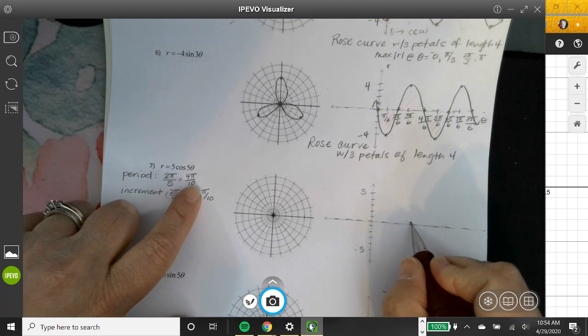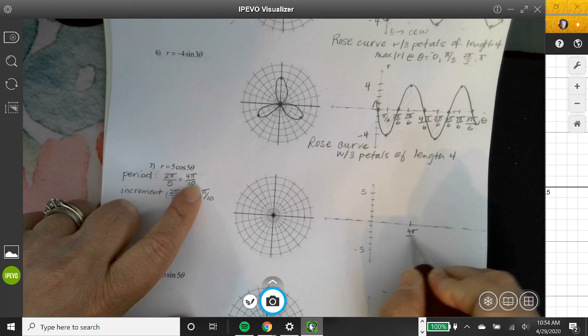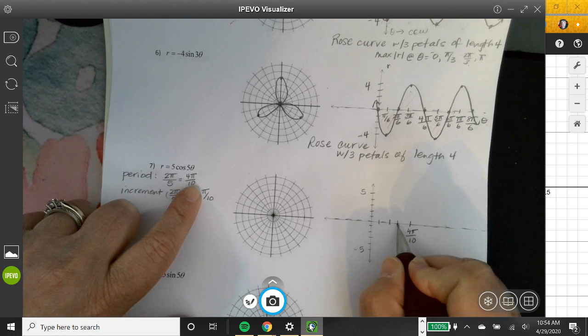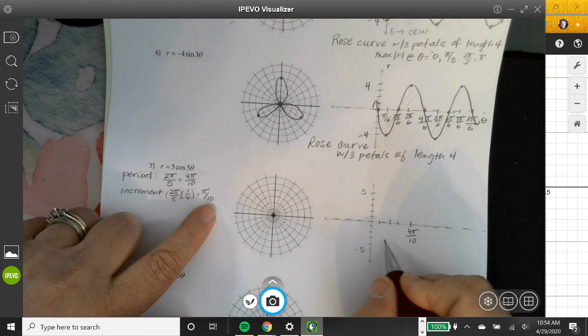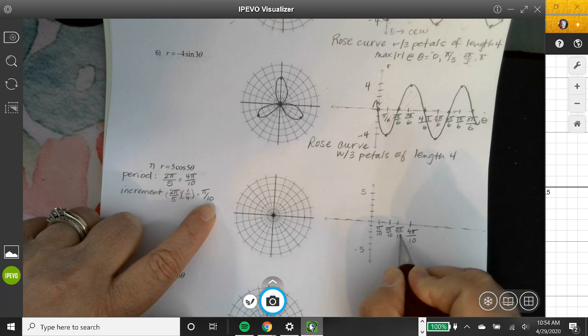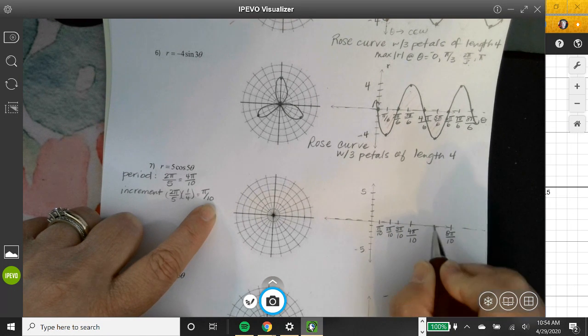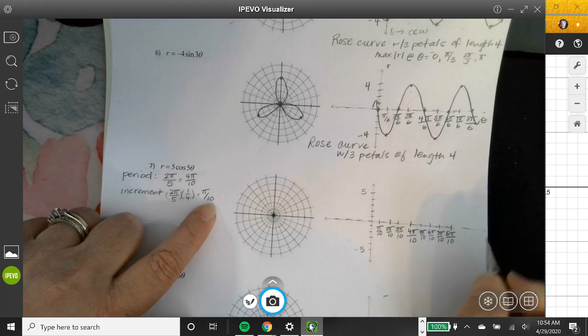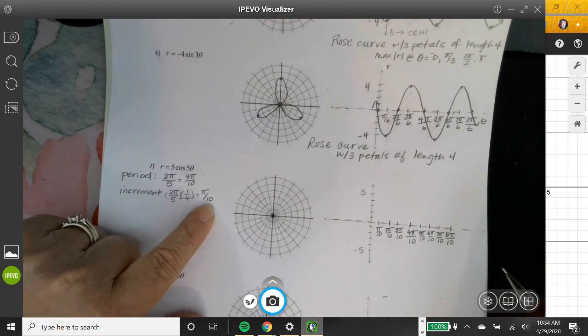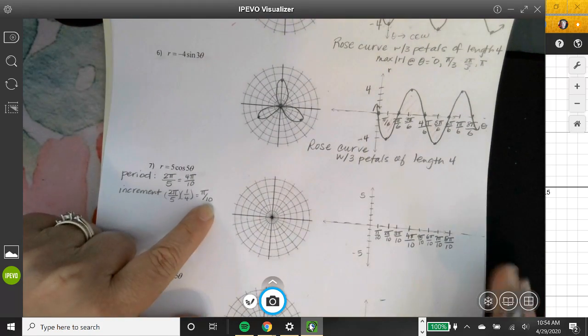So I'm going to go out to 4 pi over 10, halfway, half, half. And so my increments are in pi over 10. So we're going to start at pi over 10, 2 pi over 10, 3 pi over 10. And then I'm going to put 8 pi over 10 here. And then we get 5 pi over 10, 6 pi over 10, 7 pi over 10. And I don't know if we have to go further. Let's graph what we have first.